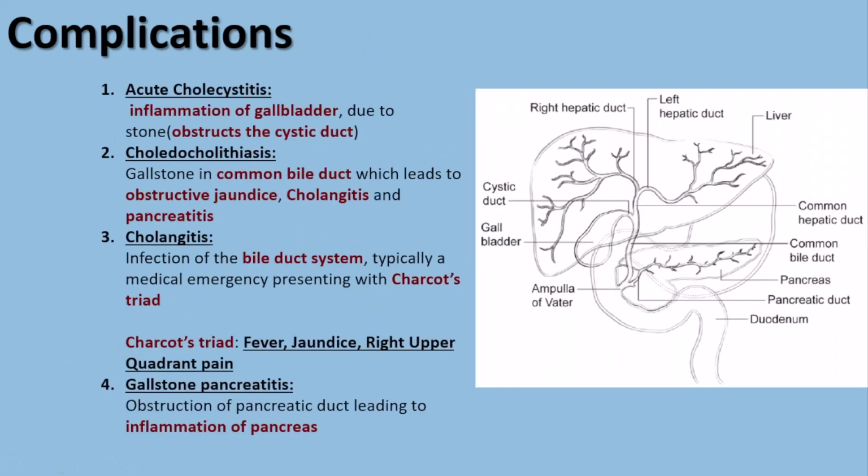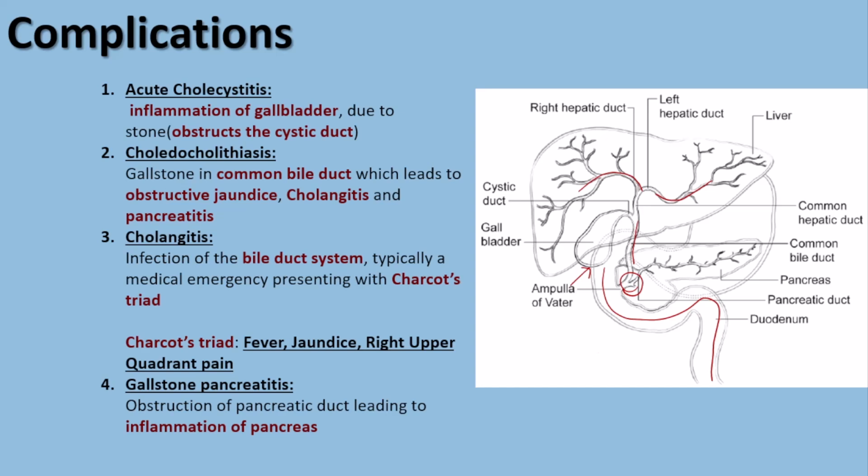So what are the complications of cholelithiasis? In order to understand the complications of cholelithiasis, we have to know the different parts of the biliary system. As you can see, we have intrahepatic bile ducts. They are responsible for transferring the bile from the liver to the gallbladder. Here we have the gallbladder. We have the common bile duct. This is the pancreatic duct, and this is the rest of the gastrointestinal tract, the duodenum.